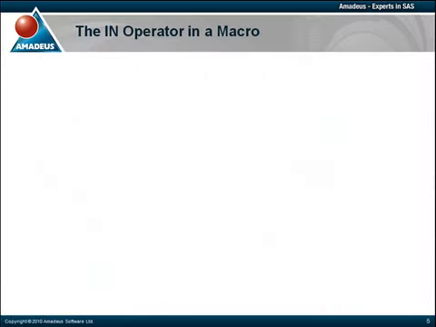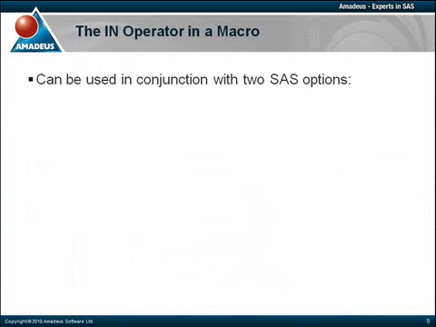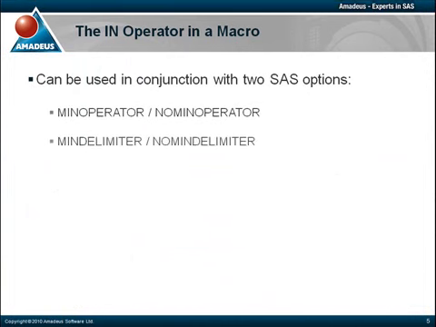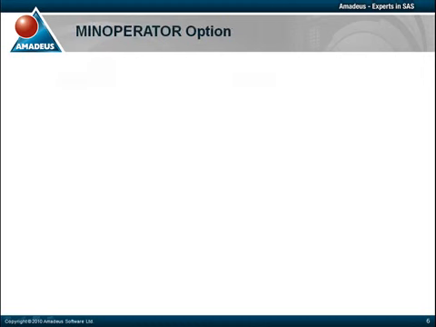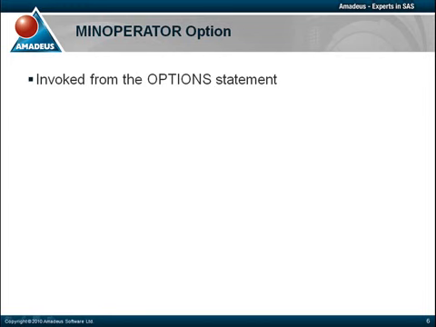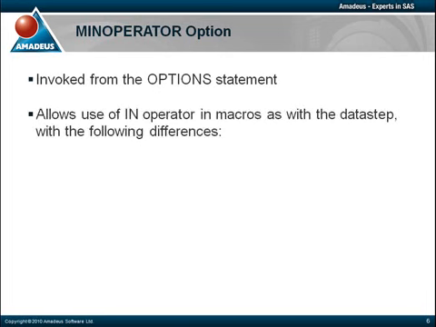However, we can use the in operator in a macro when we set 2 SAS system options. These are mindoperator and mindelimiter. Let's first consider the mindoperator option. This is invoked from the options statement and causes the macro processor to recognize and evaluate the in operator in expressions. It works in a very similar way to the data step, with a few differences.